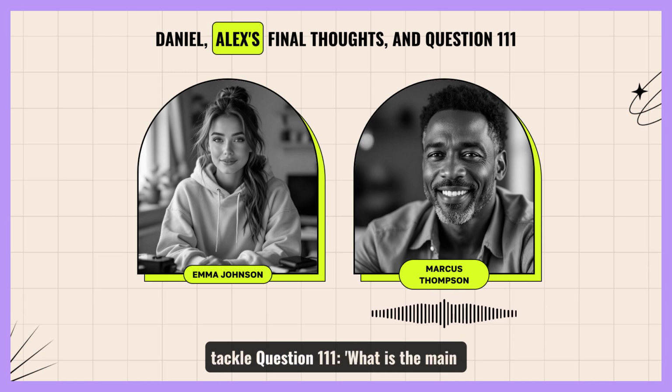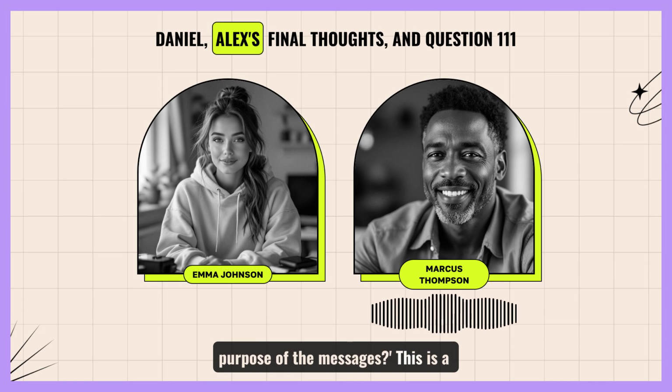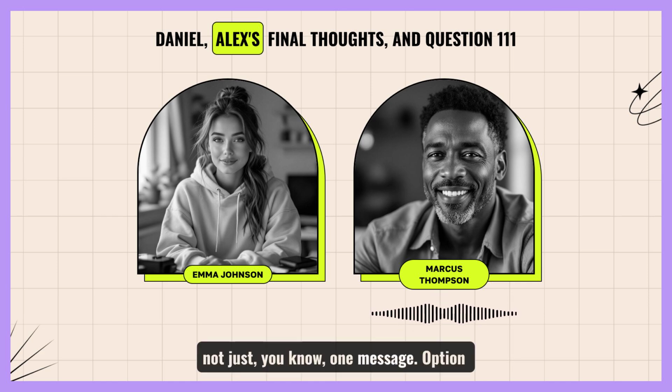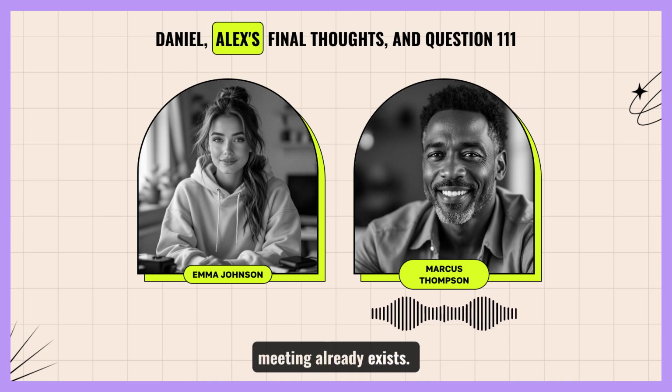Now, let's tackle question 111. What is the main purpose of the messages? This is a main purpose question, so we need to summarize the entire conversation, not just one message. Option A says to invite staff to attend a meeting. No, obviously not, right? The meeting already exists.